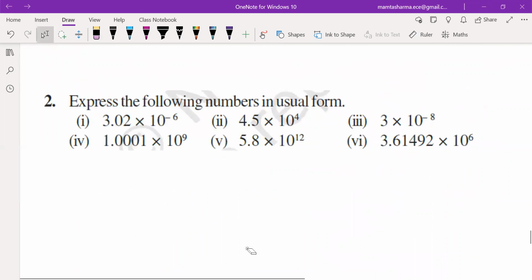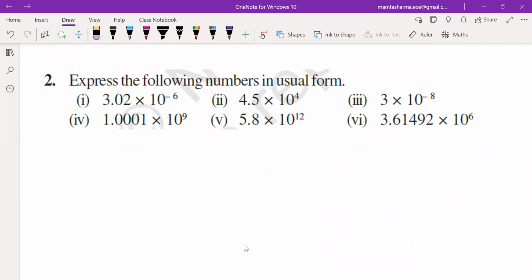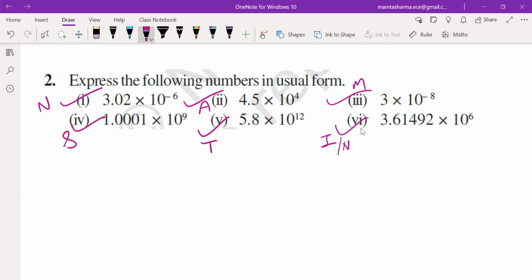Okay, we'll do questions quickly. Express the following number in usual form. I will assign one by one. Nitya Shri, this is for Shubhra. This is for Ananya, Tanvi, Manideep, and the rest. Who is left? Nitya, I gave you. Inaya wants the last one. Okay, you can do both. Nitya Shri. Yes, do it.